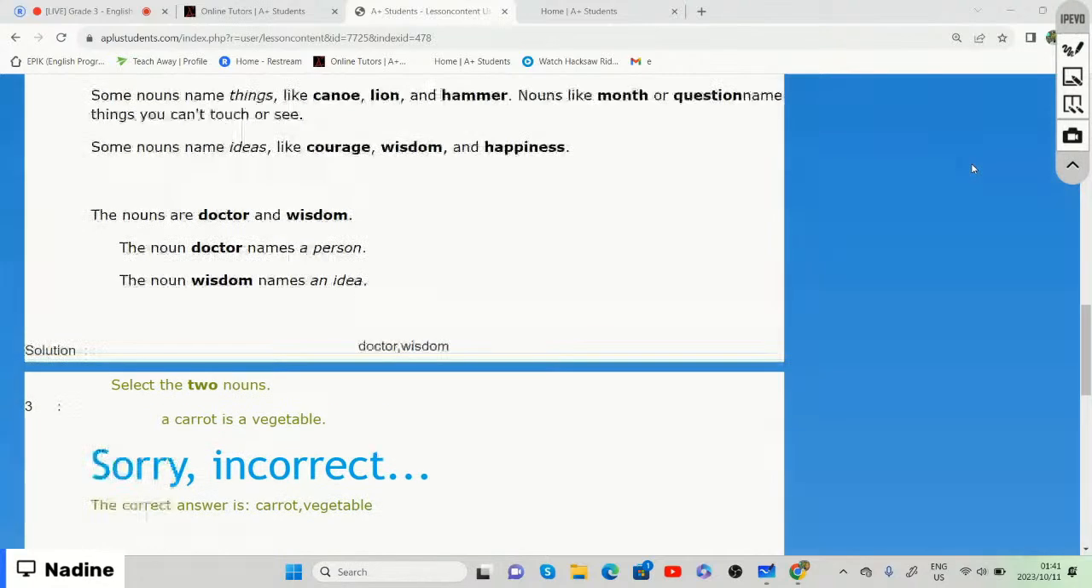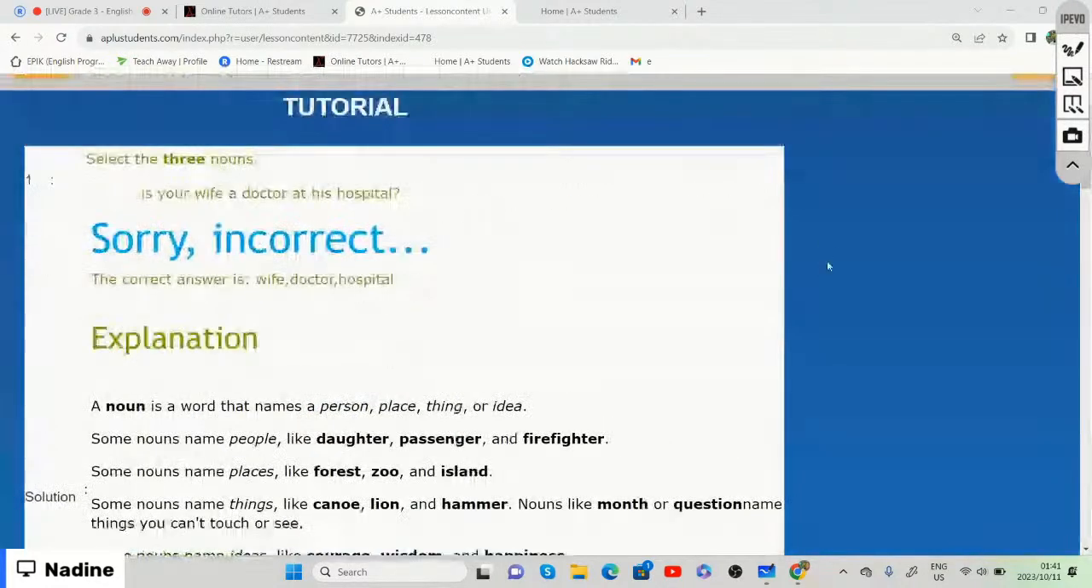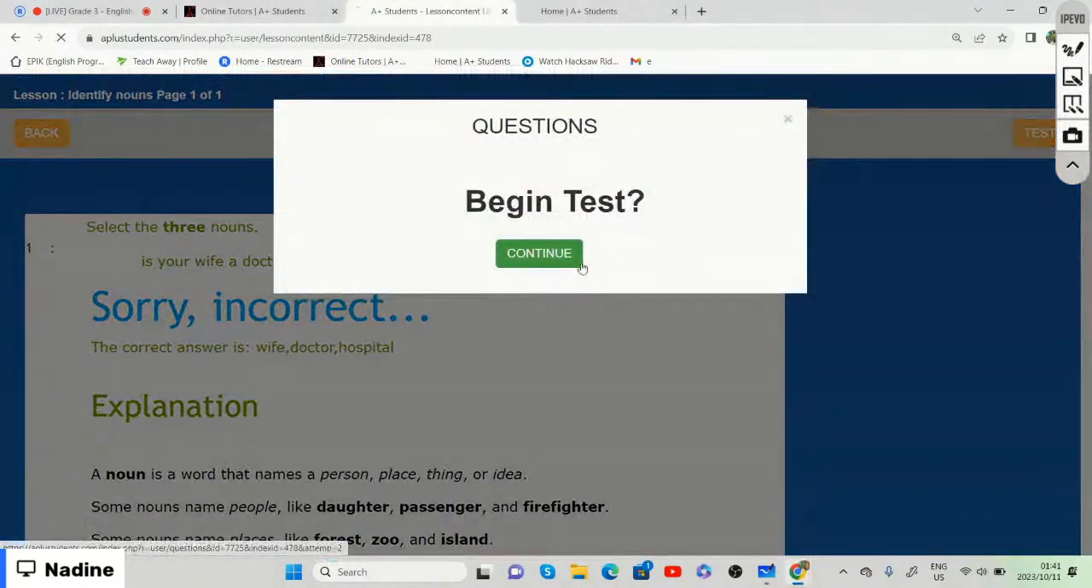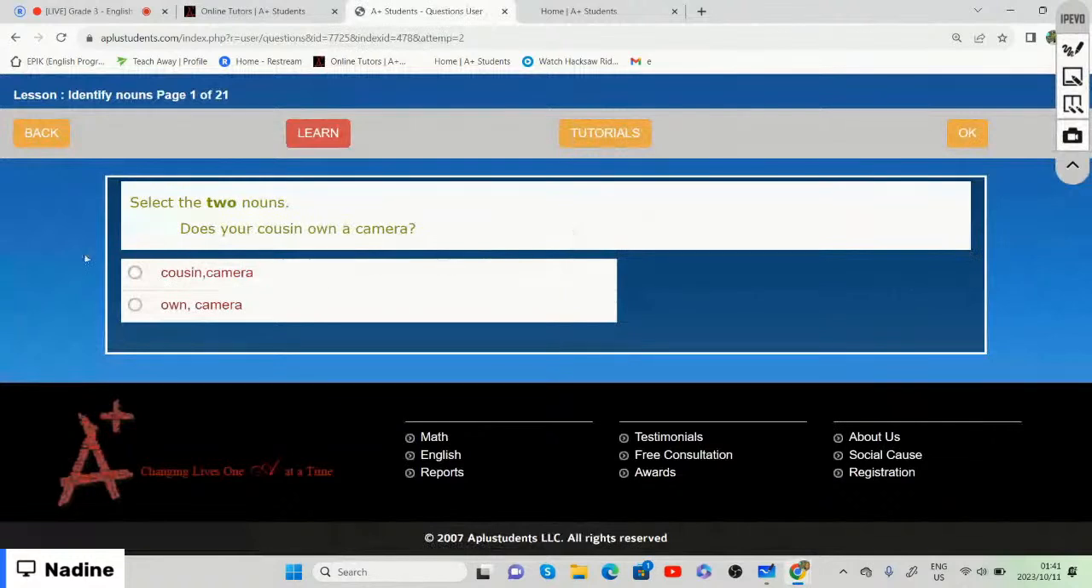All right, so now let's go to our test. We're going to do a test where we identify nouns. If we look at the sentence, does your cousin own a camera? We need to select two of the nouns within that sentence. Is it cousin and camera, or own and camera?